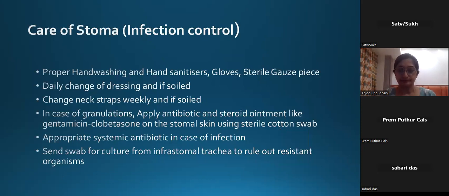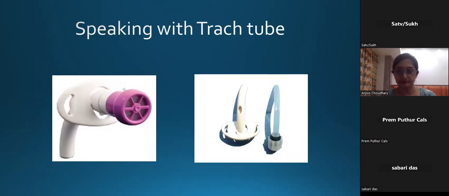Can I interrupt in between, Dr. Anjoo? Sure. So, as you're saying, this speaking valve cannot be placed in the cuffed tube, and we need to have a fenestrated tube for that. Yeah, you can have a fenestrated tube. The fenestrated tube will have a disadvantage that something will still keep leaking inside. So if there is an aspiration issue, then these are risky to be used. So we recommend that for aspiration patients, they should be on a cuffed tube.